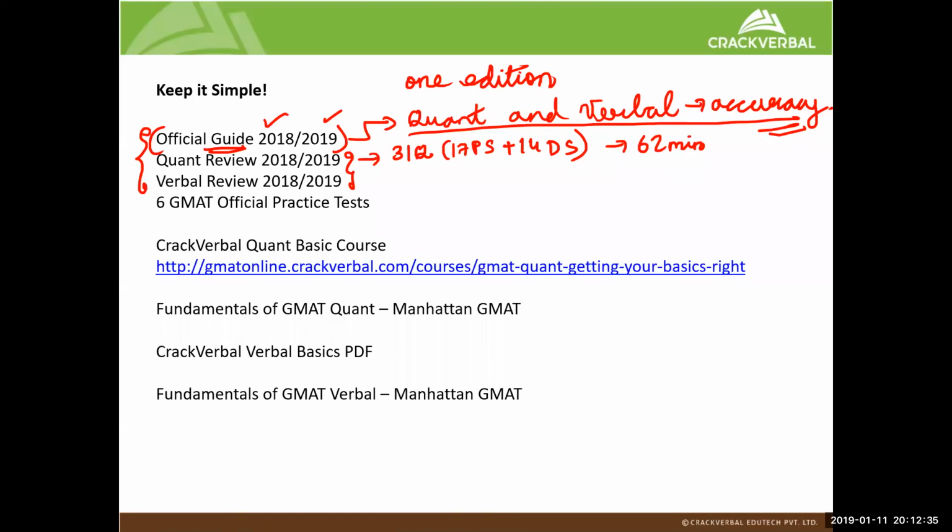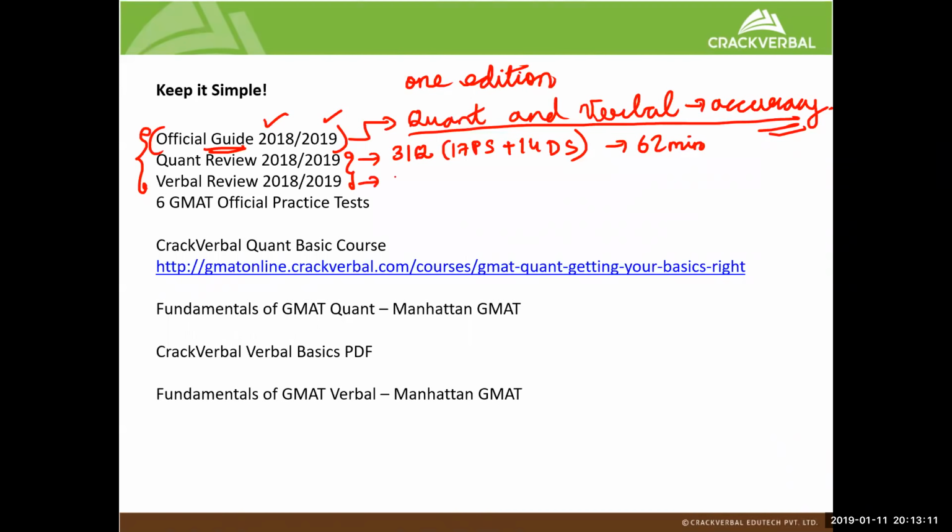So now you're shifting from accuracy and you're focusing on time. You're also attuning your mind to juggle between multiple concepts at once. Like I said, no question will actually test you on one concept. Suddenly you're going to get a permutations and combinations question, you solve it, and suddenly you move to a coordinate geometry question. So you need to train your mind to juggle between multiple concepts at once and get to the process of solving very quickly. So make sets of 31 questions, 17 PS, 14 DS, and work it out in 62 minutes.